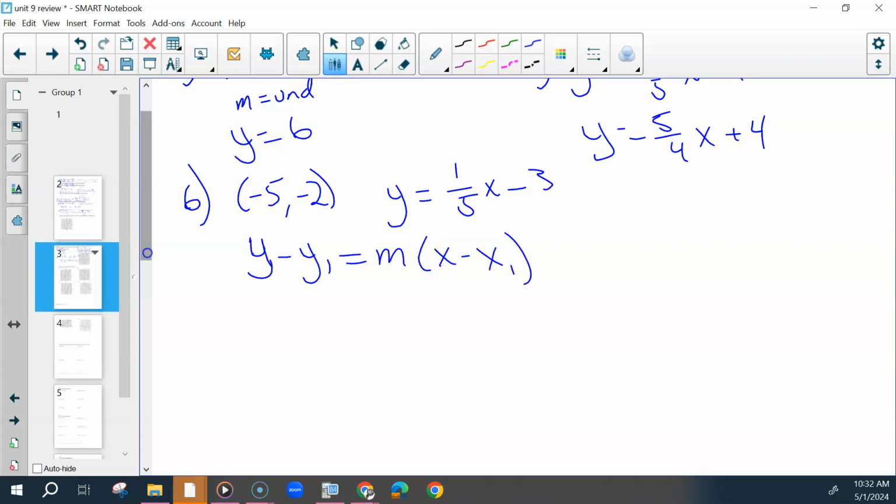Which is somewhere on the back wall. And I said 6. We said 6. So parallel, we're going to use the same slope, the 1/5. And these are going to be our y1. Oh, wait. This will be our x1 and y1 points. So put each of those in.